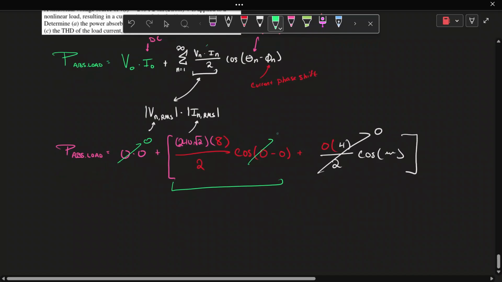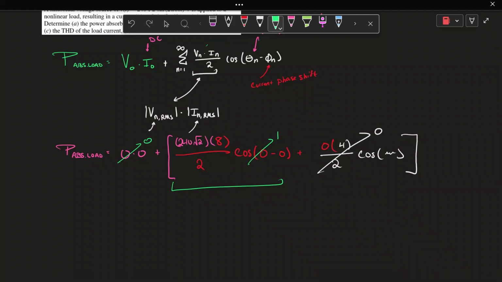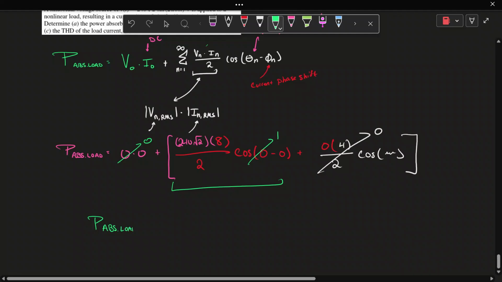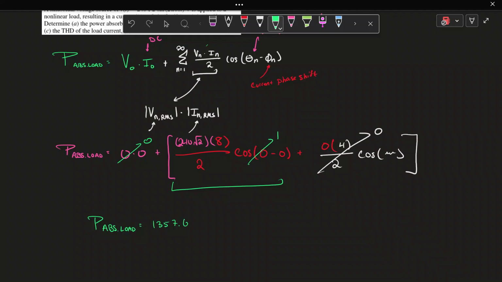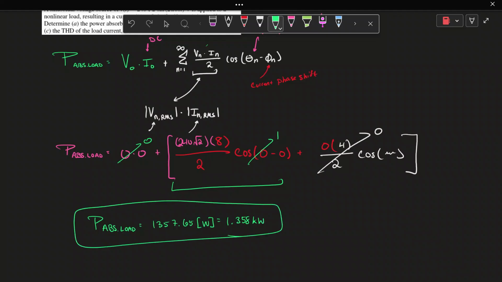Cosine of 0 minus 0 is 1. Go ahead and plug it into your calculator. And what we're going to get is the power absorbed by the load is going to be equal to about 1357.65 watts, or 1.358 kilowatts. So there we go. We've solved the power absorbed by the load.